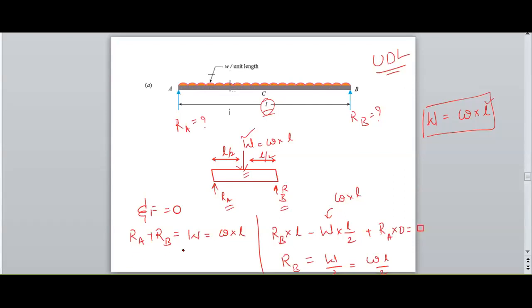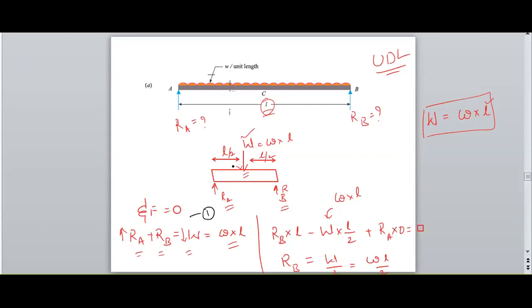Therefore, balancing it, the upward forces RA and RB equal the downward force W, where capital W can be written as small w into L. This is the first equilibrium condition.